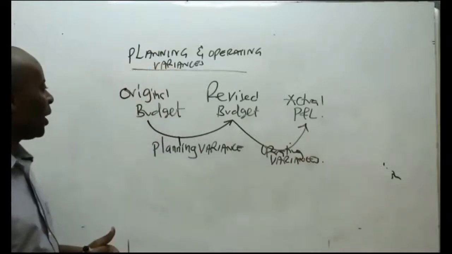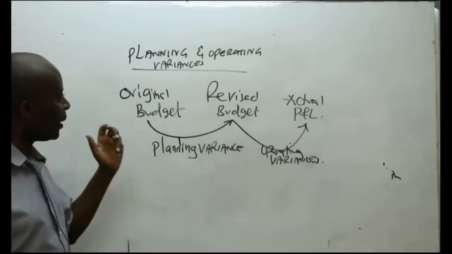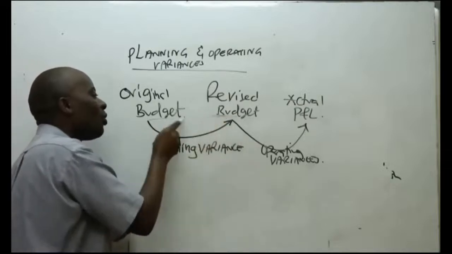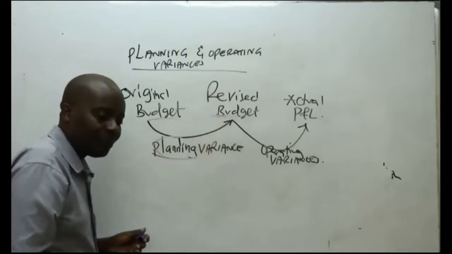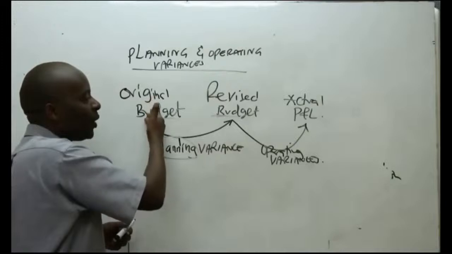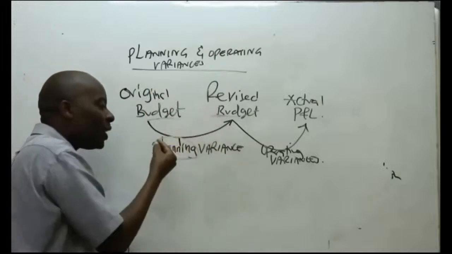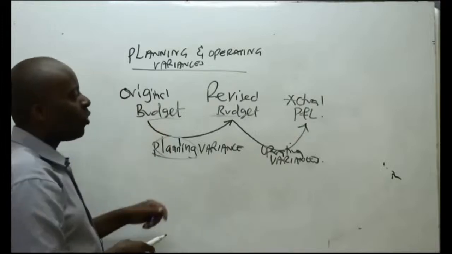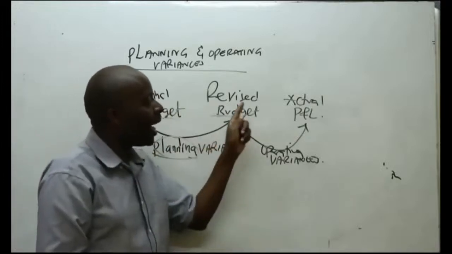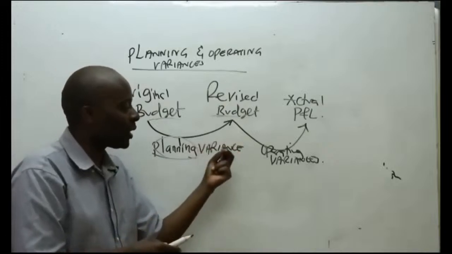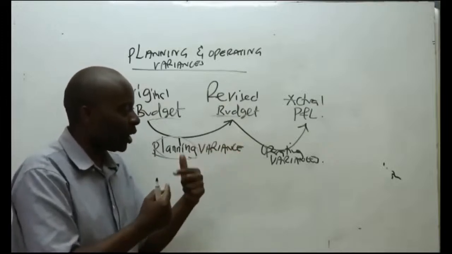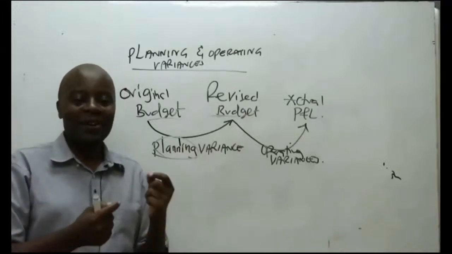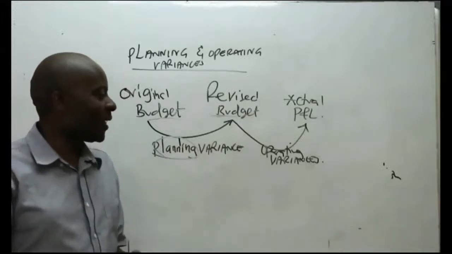What are we saying? Whenever we are comparing, ladies and gentlemen, listen to me. You know, budgets are tools of planning. So when you're comparing between 2 budgets, then whatever variation we get there will be called a planning variance. When you're comparing between revised and actual, of course, revised and actual will be yielding what we call the operating variances.